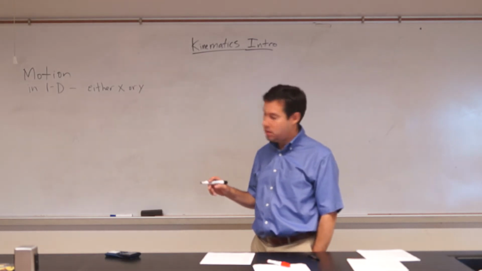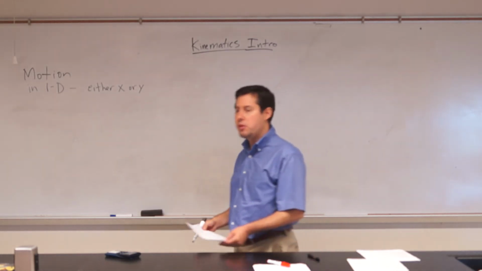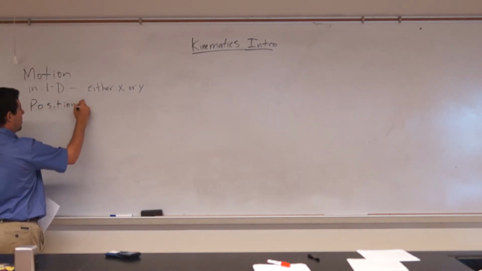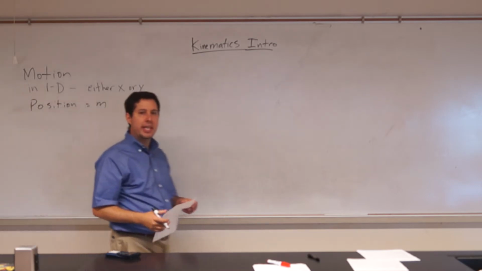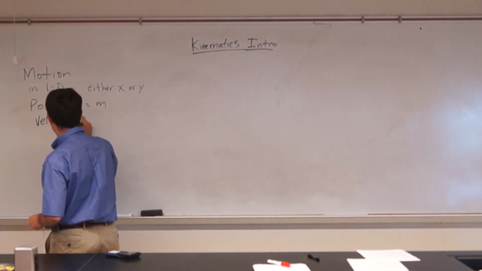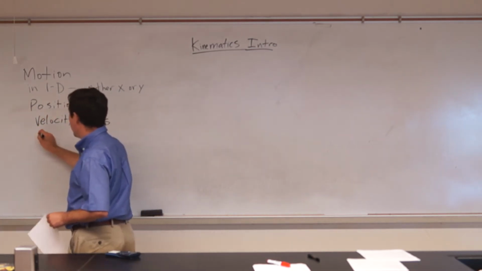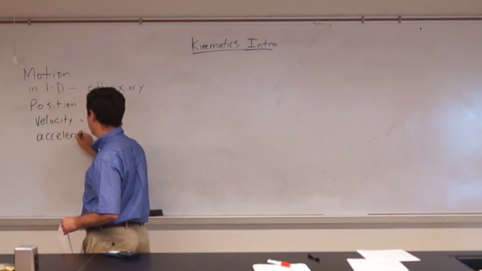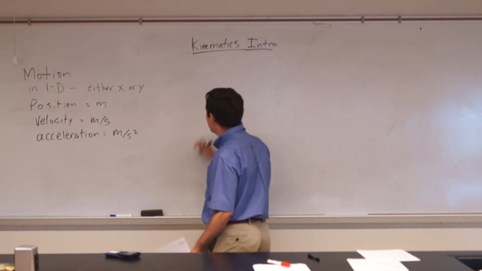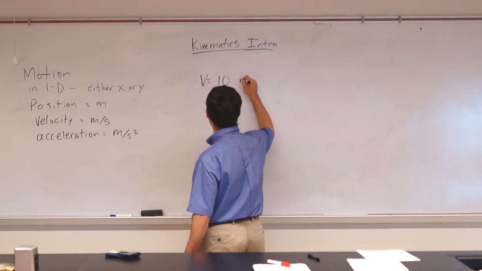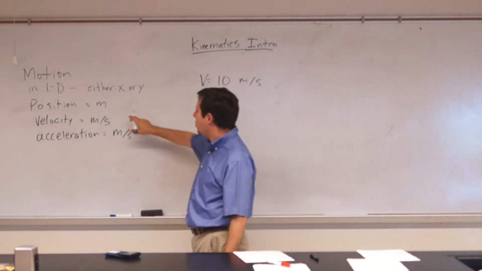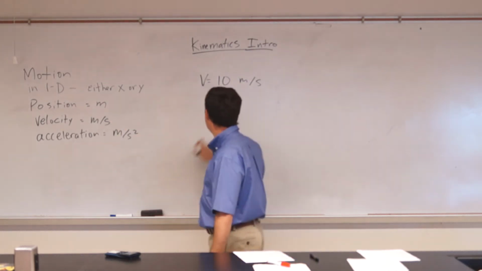So when we do this, we're going to use a few different things. So we're going to do position, for example, in meters. We're just looking again at units. We're going to do velocity, which is going to be in meters per second, and acceleration is in meters per second squared. So if velocity is 10 meters per second, that's telling us how quickly our position is changing. So every second, our position changes by 10 meters.